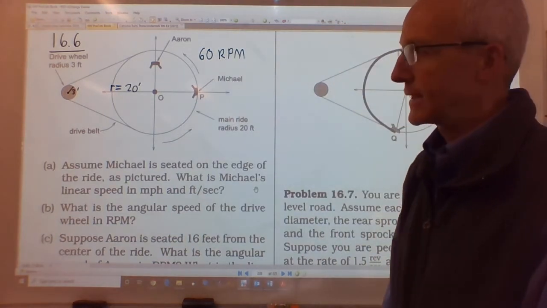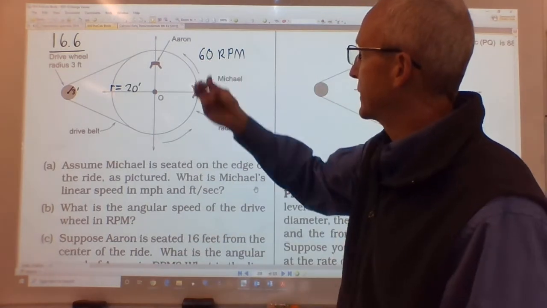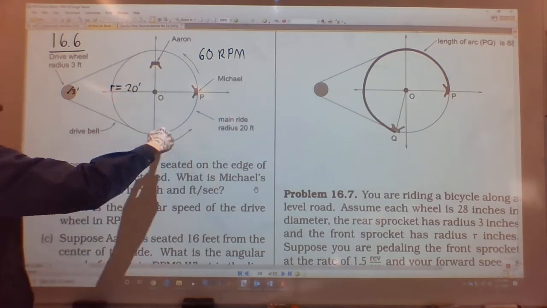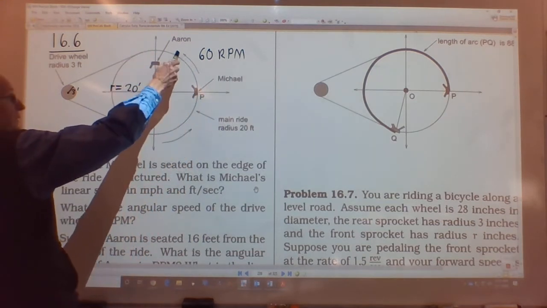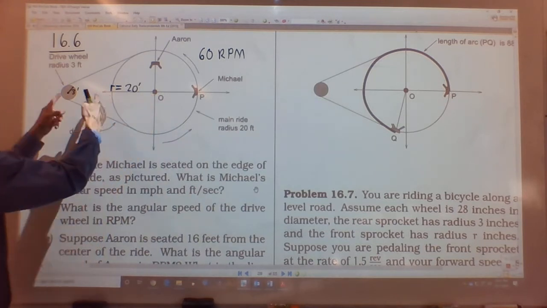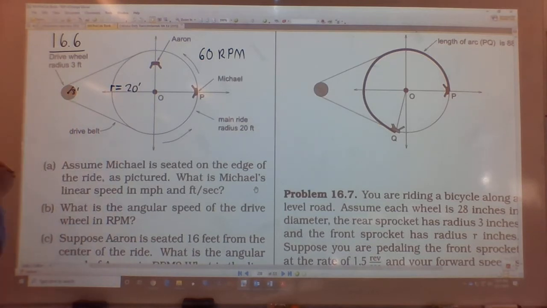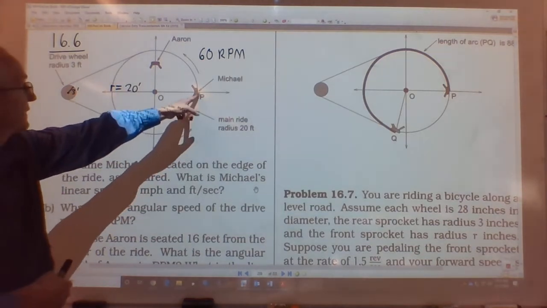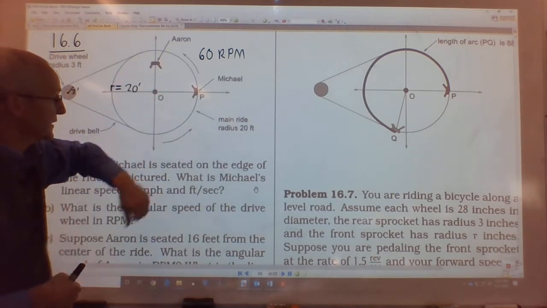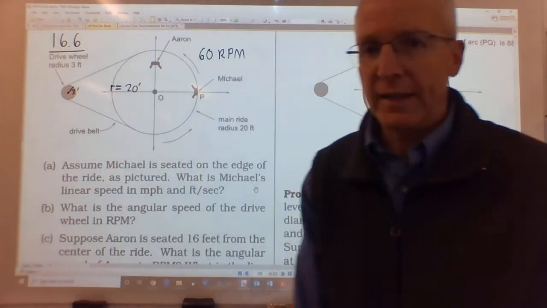So what we have is this ride. We're looking down on it, right? It's on the ground, so we're like in an airplane looking down on the ride. It's 60 RPM, 60 circles per minute this way, counterclockwise. They have an arrow there. The radius is 20 feet, and it's being driven by this smaller cog, the smaller 3-foot wheel. So that's what we know. And here's Michael right here, and I guess here's Aaron a little bit inside in the Ferris wheel. So there's like a horse here and a horse here or something. So that's what we know, and then we have to answer their questions.